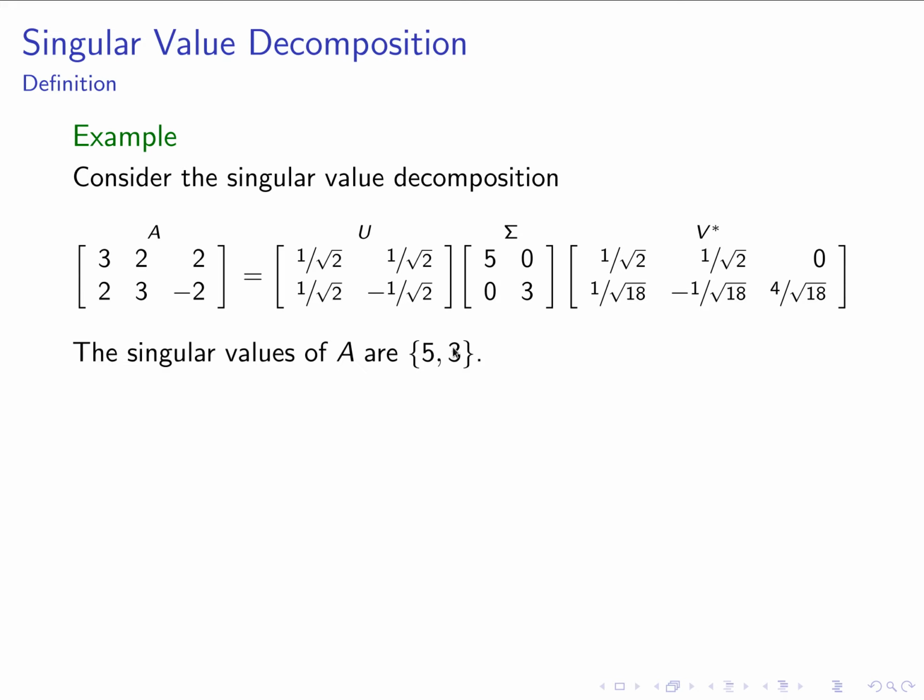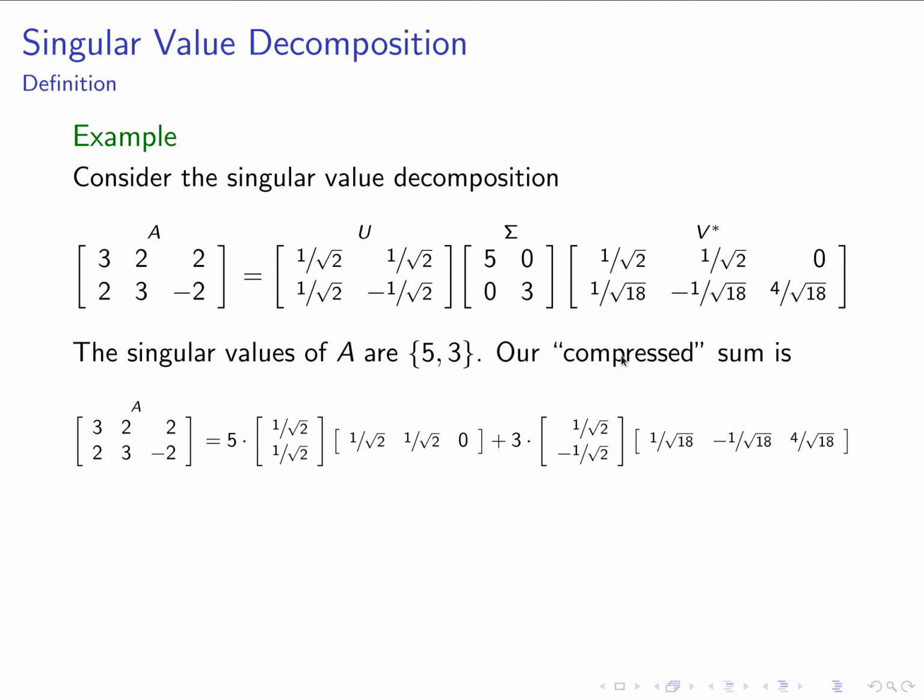So in this context, what are the singular values of A? Well, the singular values of A are exactly the diagonal entries of sigma. In this case, the singular values are 5 and 3. The compressed sum that comes out of singular value decomposition here is an expression of the original matrix A written as a linear combination of column times row vectors.